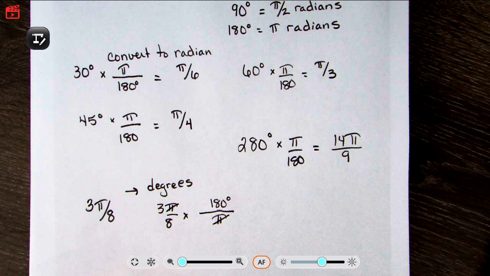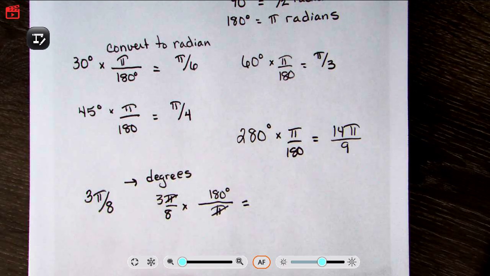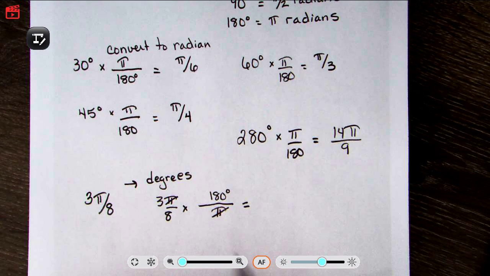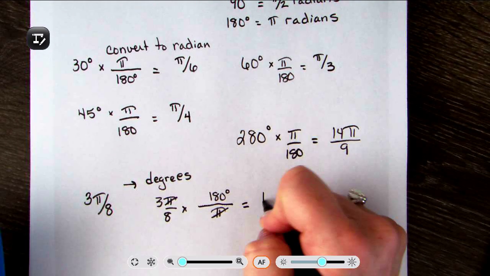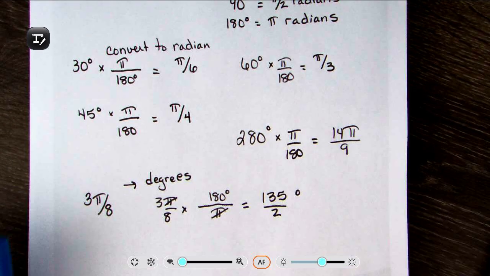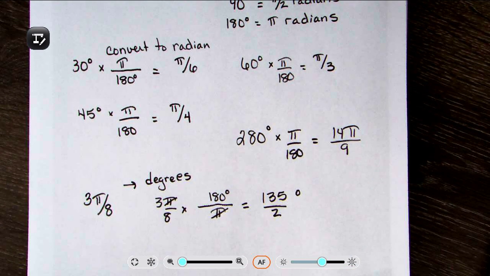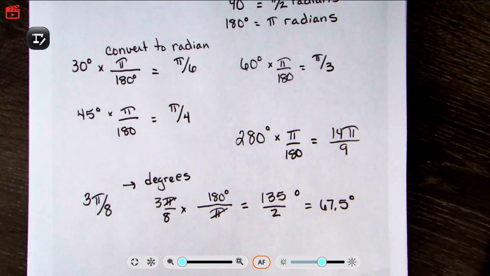A lot of our radian measures do have pi in them, not all. And let's see. There's a 4 in both of those. I wonder if there's 8. I don't think so. No. Oops. That turns into 135 over 2 degrees, if I did that correctly. Which is 67.5 degrees.